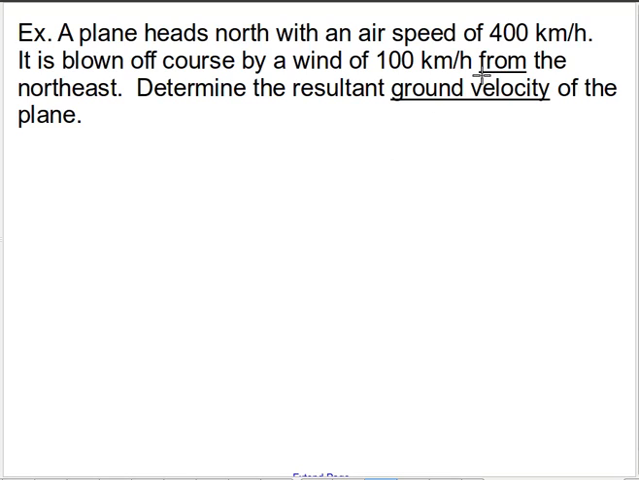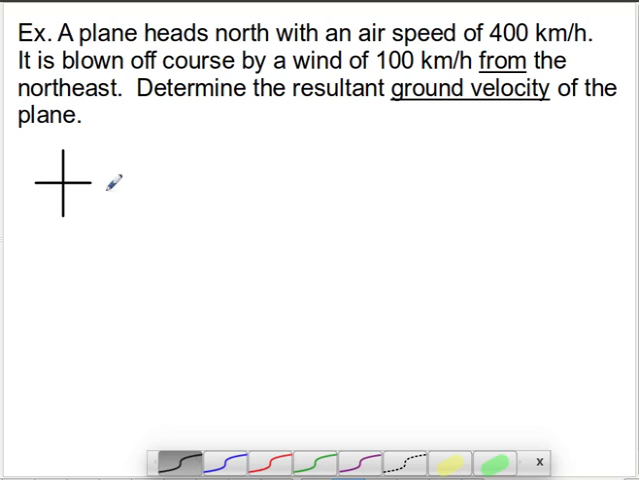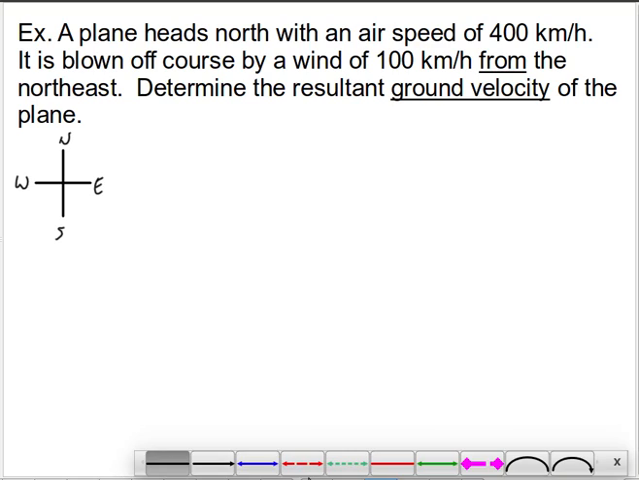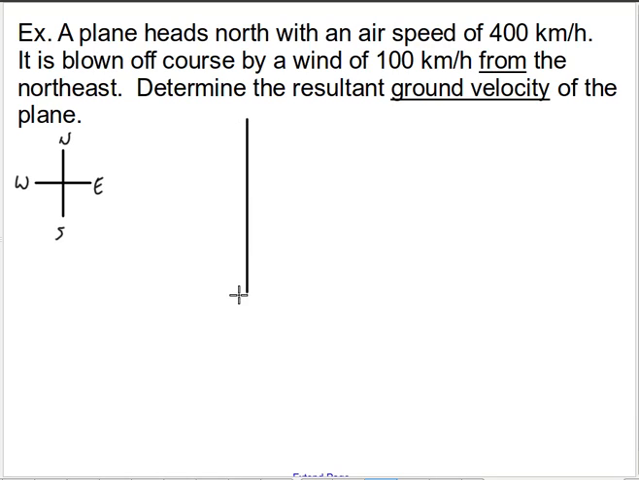In this case, I chose this example and tried to make it as clear as possible, underlining "from." So this wind is coming from the northeast. Since we're dealing with compass directions here, the first thing we might want to do is remind ourselves of north, south, east, and west for directions. Then I'm going to create a larger set of axes, and I'm going to draw in what I have so far.